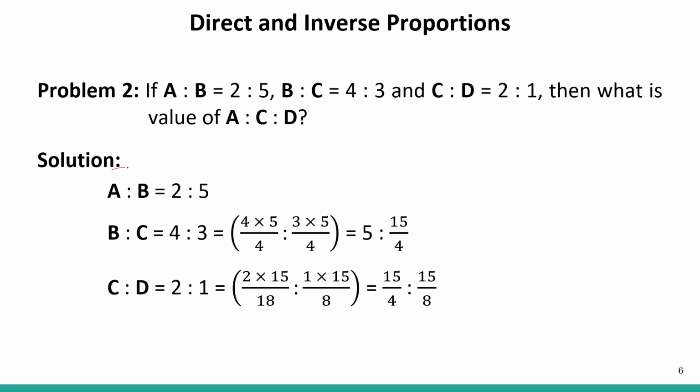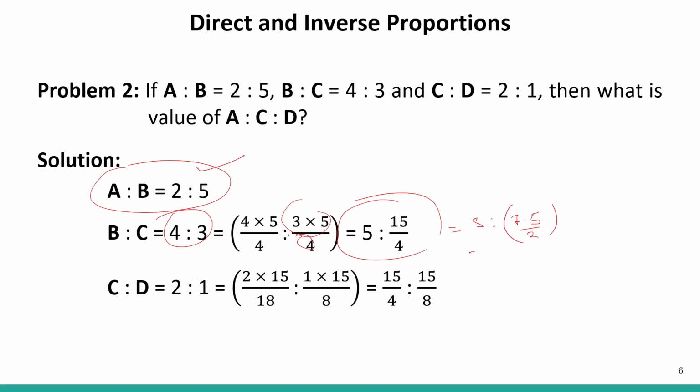Since it is given to us that A is to B is equal to 2 is to 5, and B is to C is equal to 4 is to 3, so 4 into 5 by 4 is to 3 into 5 by 4. What it will be equal to is 5 is to 15 by 4. That is equal to 5 is to 7.5 by 2. We can also write this as 5 is to 3.75.